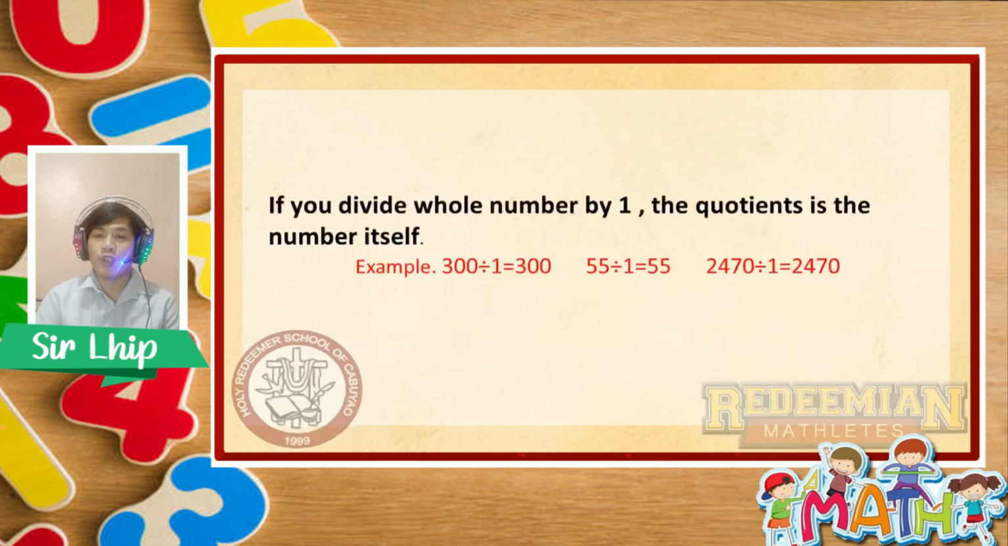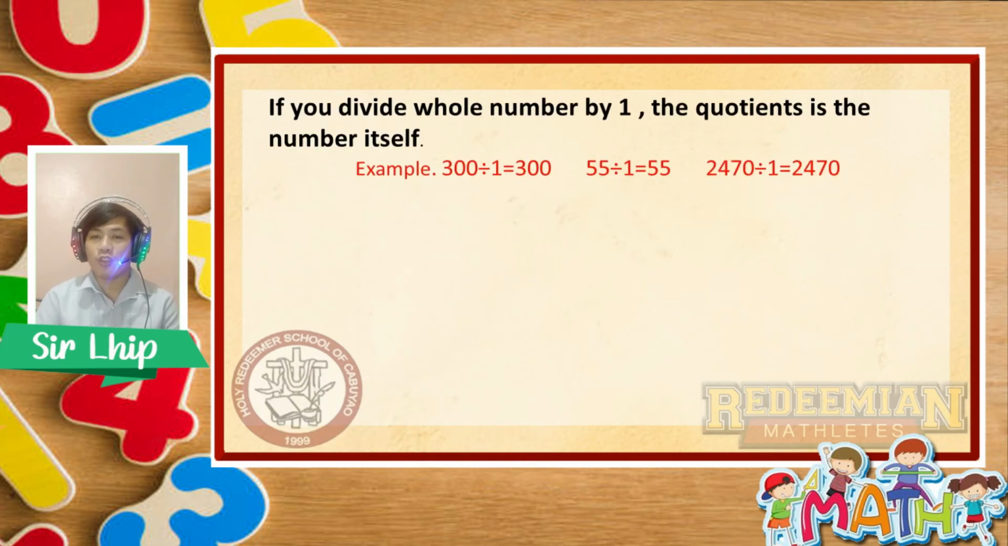Next, if you divide a whole number by 1, the quotient is the number itself. Example, 300 divided by 1 equals 300. 55 divided by 1 equals 55. 2,470 divided by 1 equals 2,470. So it's like a multiplication.